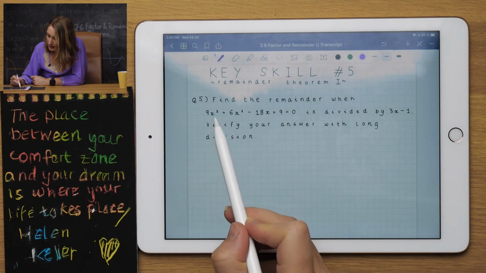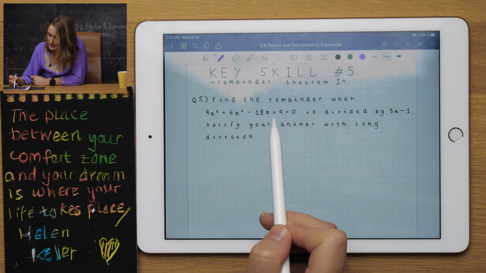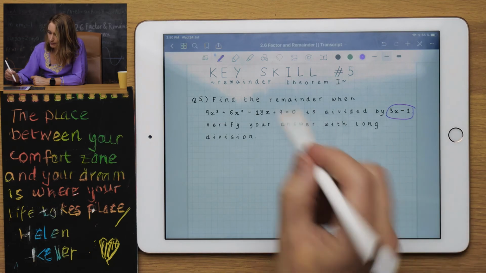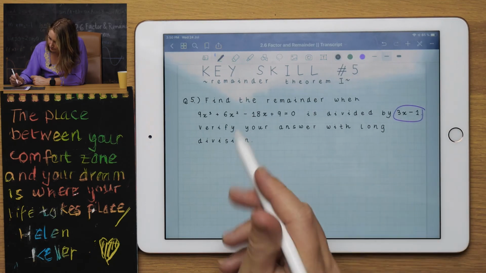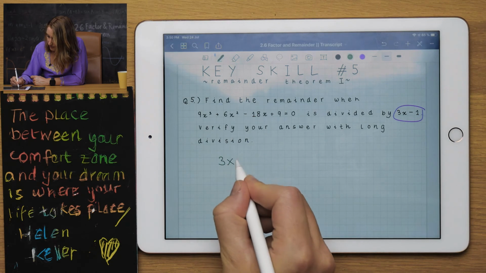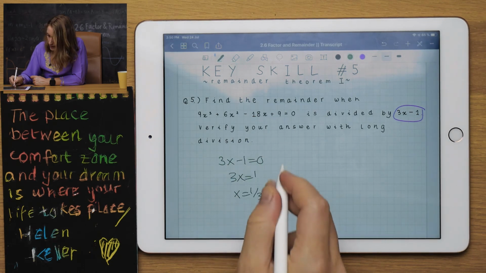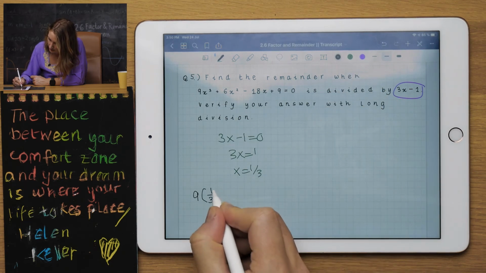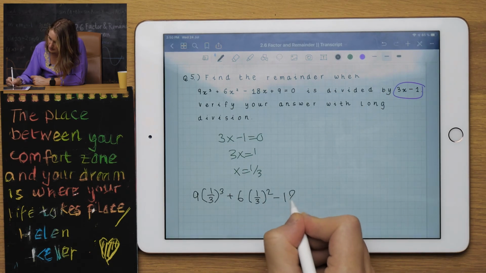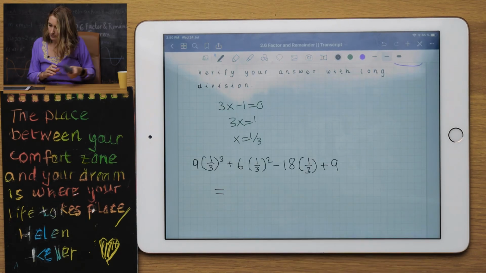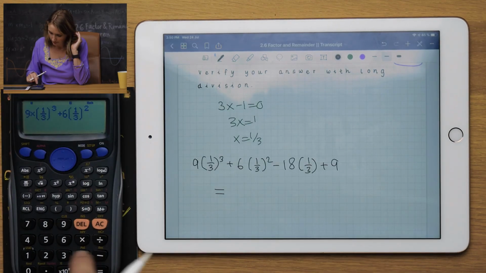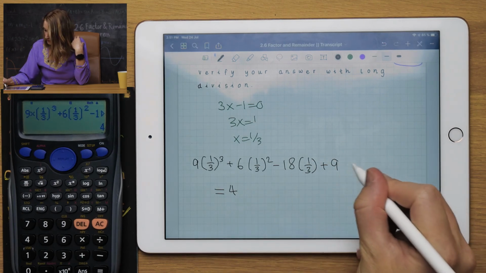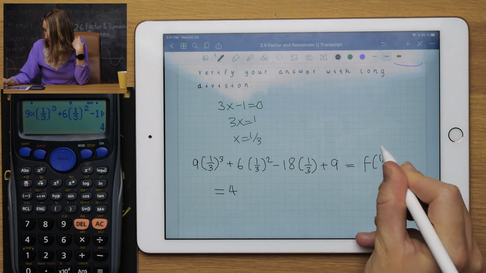Find the remainder when 9x cubed plus 6x squared minus 18x plus 9 is divided by 3x minus 1. Okay. Let's start by finding our a. Then we just need to substitute that one in to our equation to calculate the remainder. So that should give us a remainder of 4. So that was f of a third, or f of a.